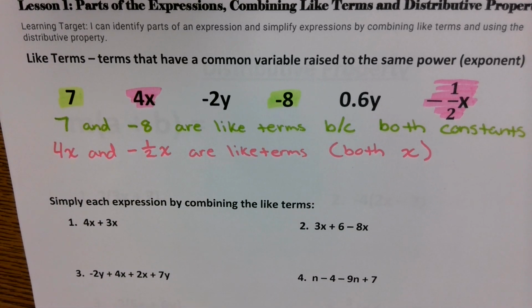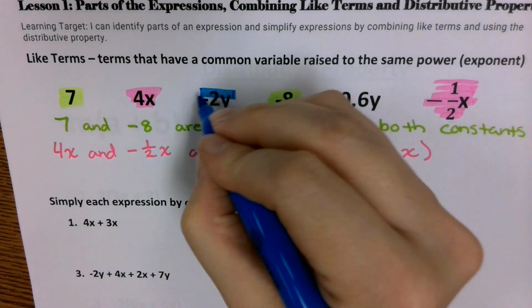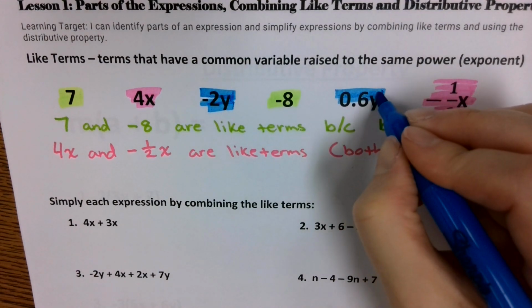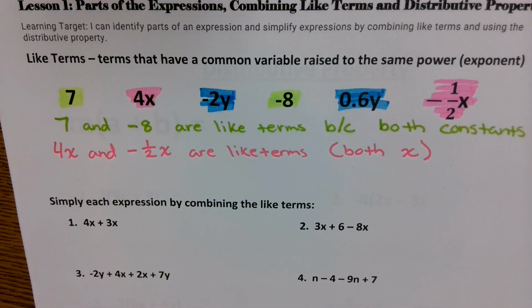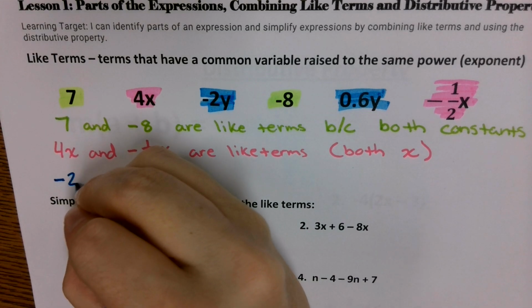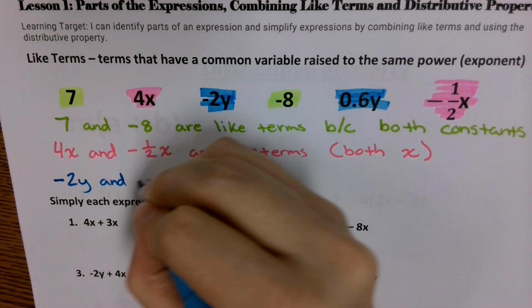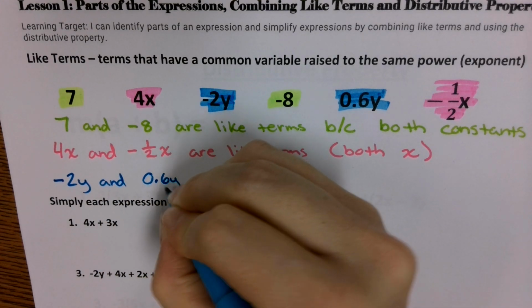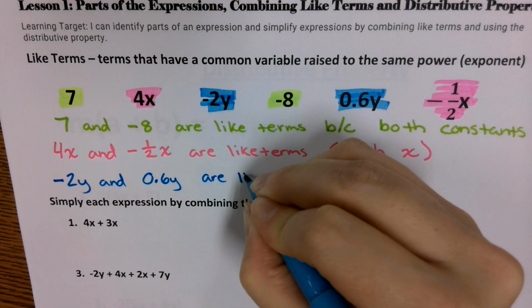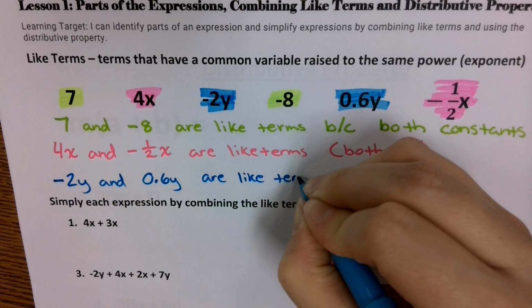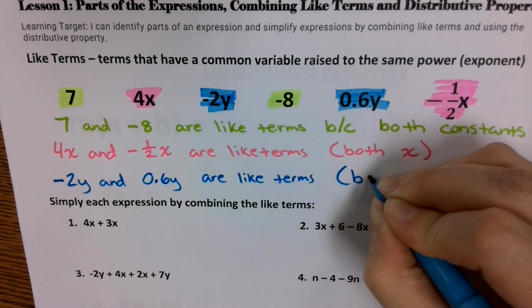Just the same as these ones, the negative 2y and the 0.6y. They're like terms because they both have a y in common. So negative 2y and 0.6y are like terms because they both have that y.